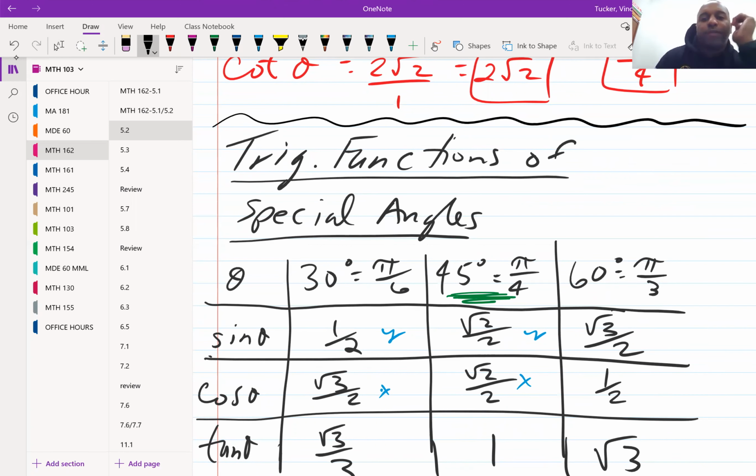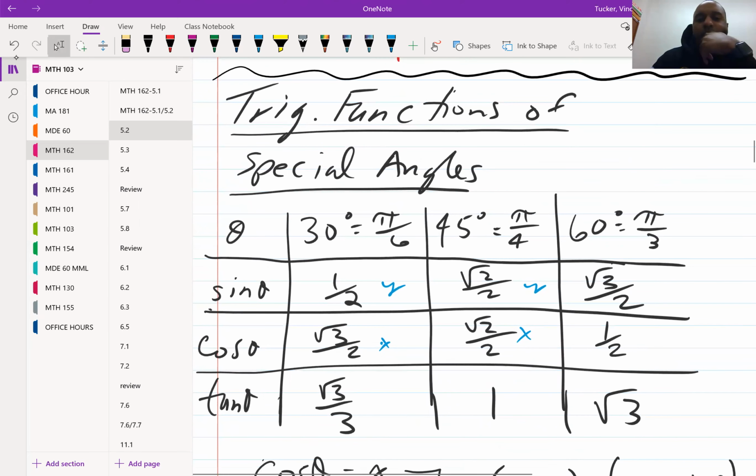So here we're looking at trig functions of special angles. We have our 3 special angles that are emphasized: 30 degrees, 45 degrees, and 60 degrees. Notice that I also gave you the radian measure of that. So 30 degrees is pi/6, 45 is pi/4, 60 is pi/3.